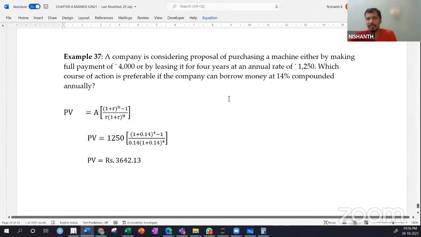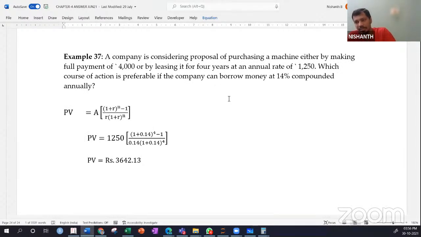Okay, same thing here. The company is considering a proposal of purchasing a machine either by making full payment of 4,000 or by leasing it for 4 years at the annual rate of 1,250. So again, as I said, in a lease problem here, please understand that leasing means you give the money, you will not get it back. So you can pay 4,000 rupees, or you pay 1,250 every year. Which course of action is preferable for the company?